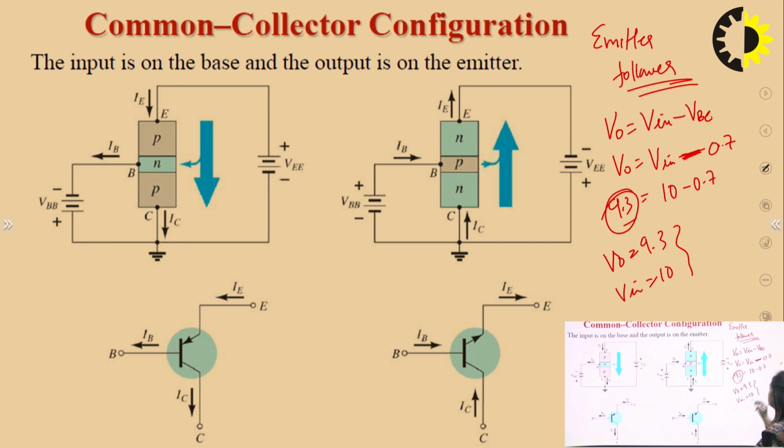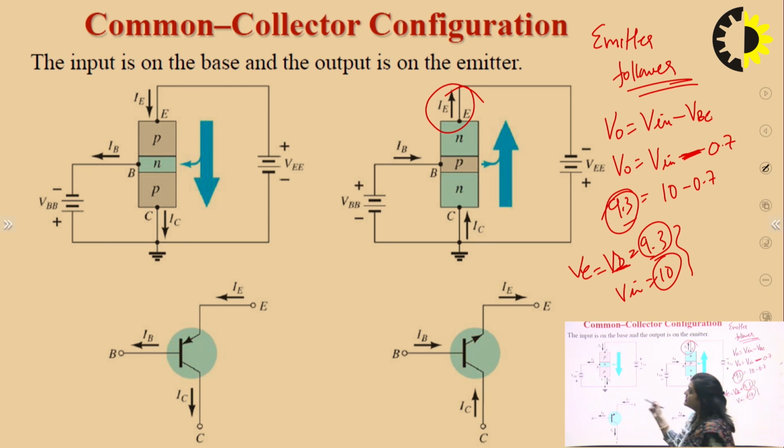So we can see the output is following the input, and the output is always taken, in the common collector configuration, across the emitter. The output current is the emitter current. That's why the emitter voltage always follows the input voltage. VE is the output voltage, the emitter voltage, and this is very much equal to the input voltage. That's why it is called the emitter follower, meaning the emitter is following the input voltage.